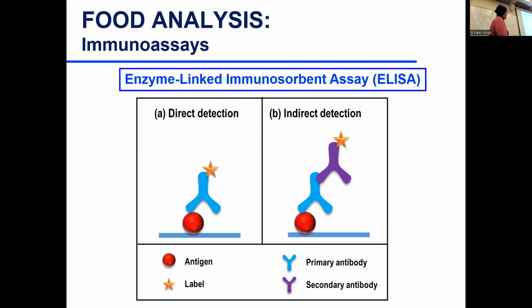So here is an illustration, the drawing of direct detection versus indirect. In this case, the direct detection is where the antibody that is specific to your antigen is directly labeled with an enzyme. So you label the antibody that is specific to the antigen. The indirect detection, and then you're going to ask, why do we do that? I'll tell you. But here is where it gets a little bit confusing.